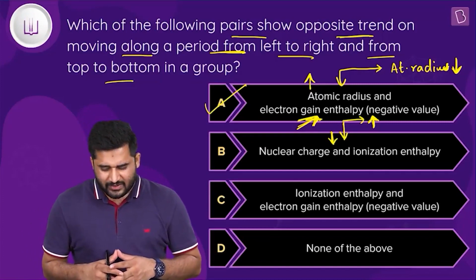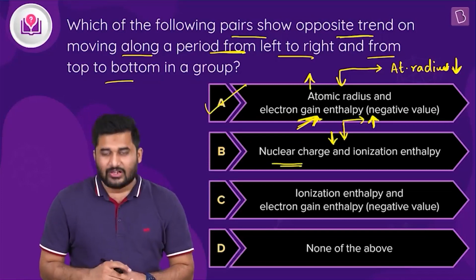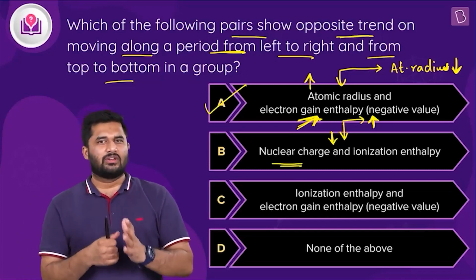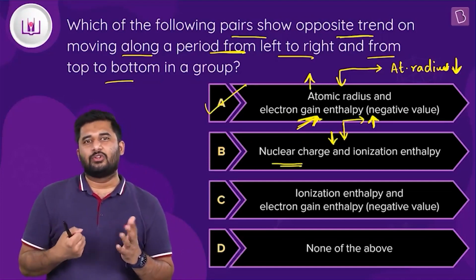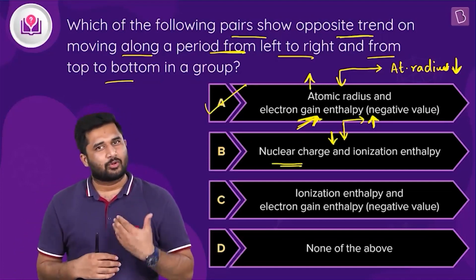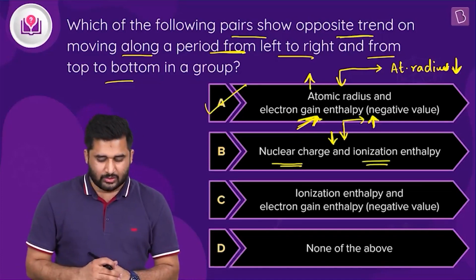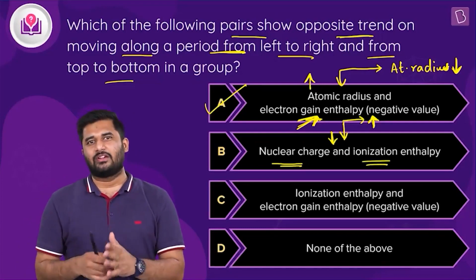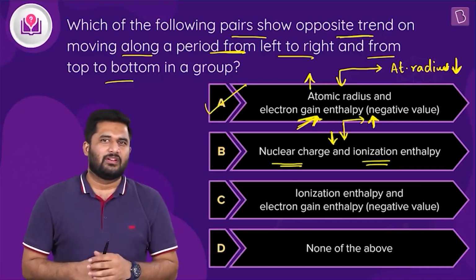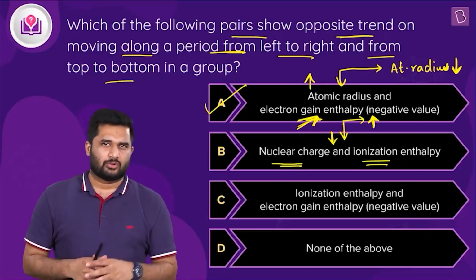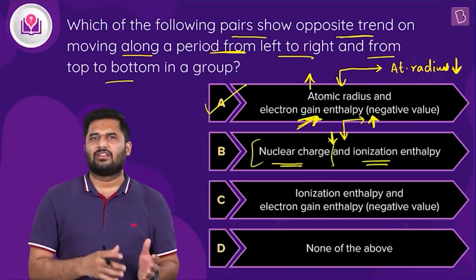Now moving to option B, it says nuclear charge and ionization enthalpy. See, as I told you just now, the effective nuclear charge or the nuclear charge increases as you move from left to right in a period due to addition of an extra proton. When you move from one group to the other in a period, there will be an addition of one extra proton. Moreover, the effective nuclear charge is also increasing.